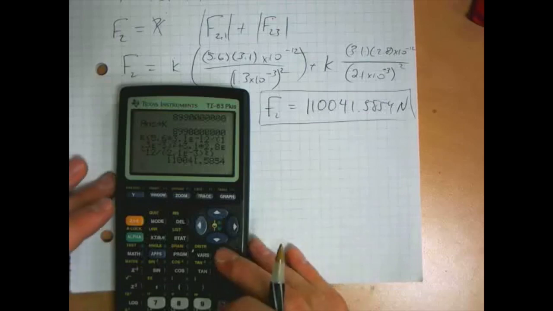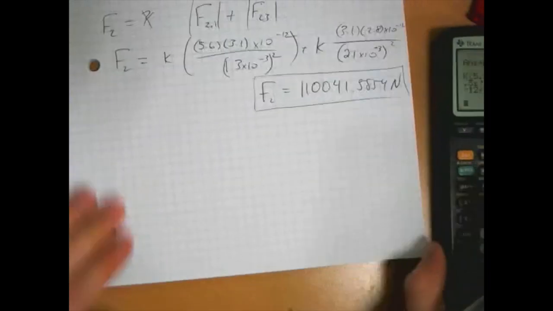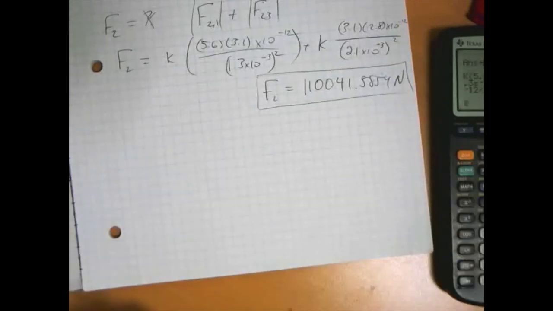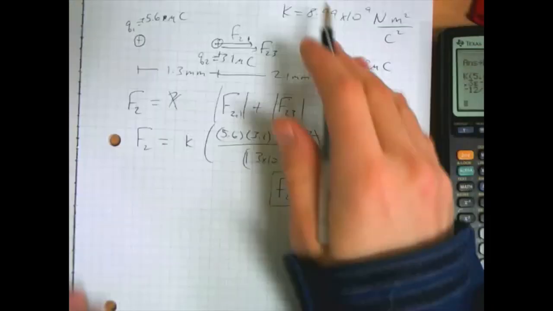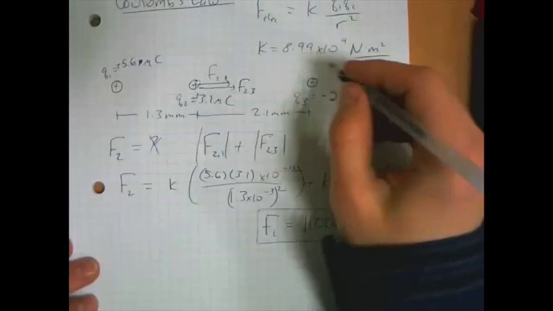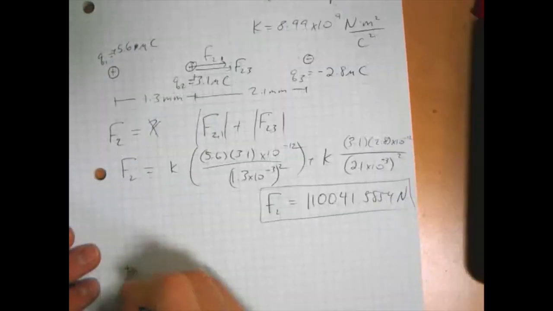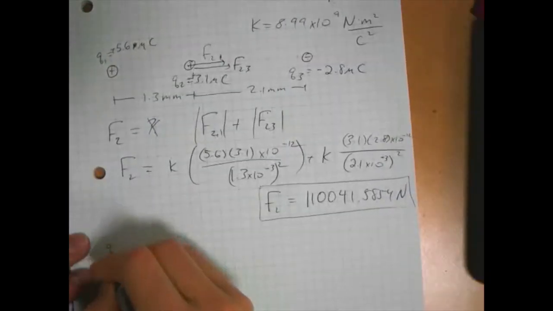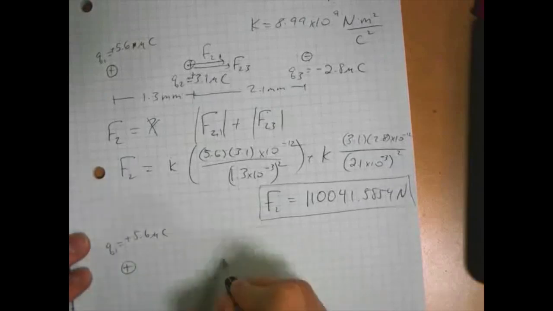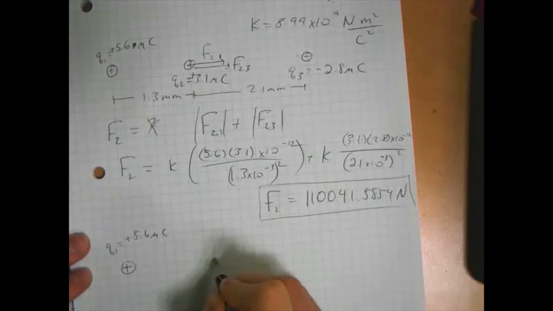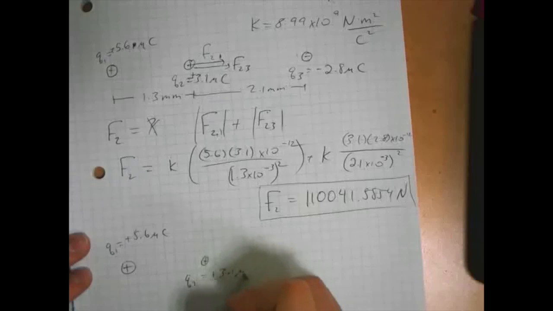Now things can get even more complicated. Actually, before we do that, let's forget about Q3 for a minute here. Let's now say Q3 is not there. We just have Q1, 5.6 microcoulombs, and we have Q2, 3.1 microcoulombs, and they're 1.3 millimeters apart.